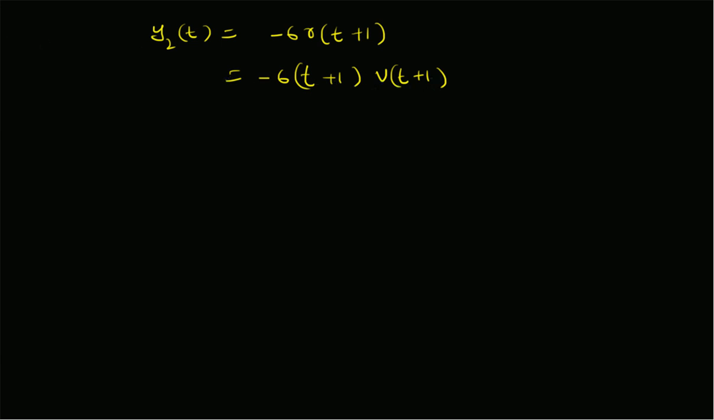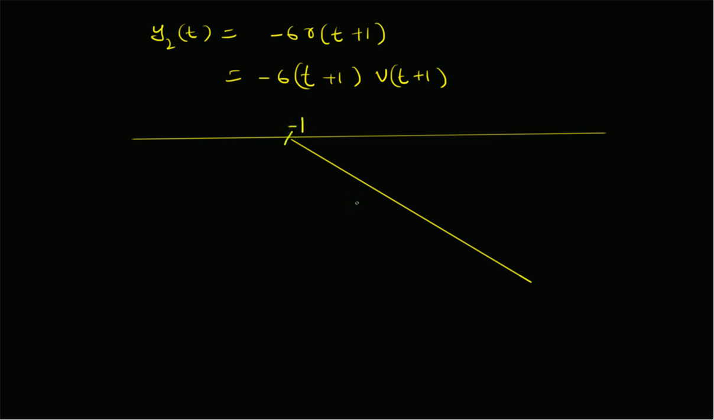So graphically it can be represented as follows. The starting point is again minus 1. The equation of this line is basically minus 6 into t plus 1, that is, it is minus 6t minus 6. So that is the equation of this line. So that is y2 of t.